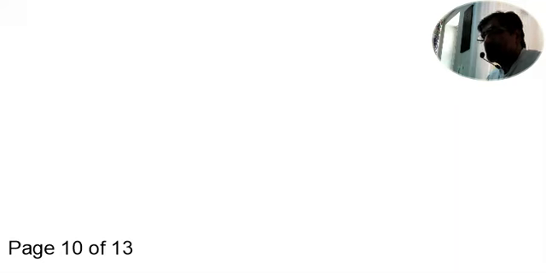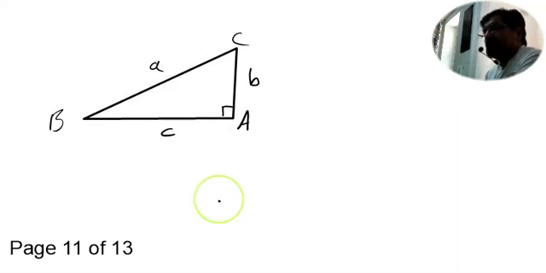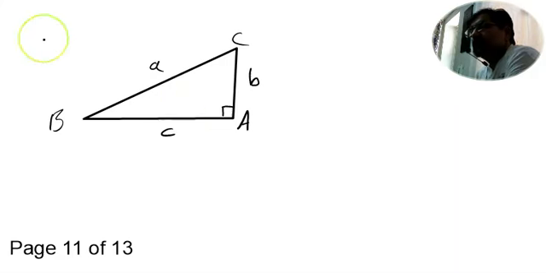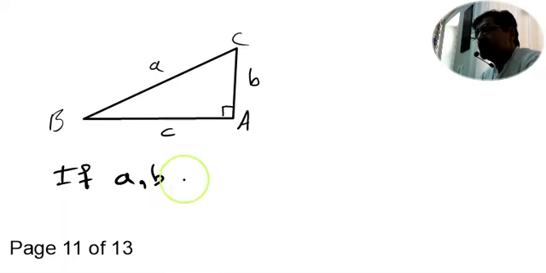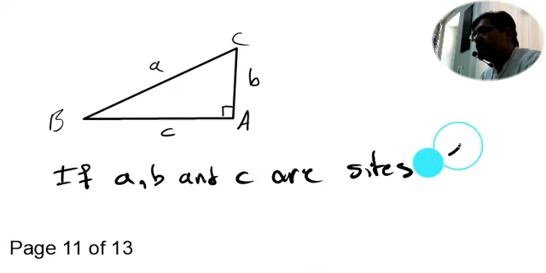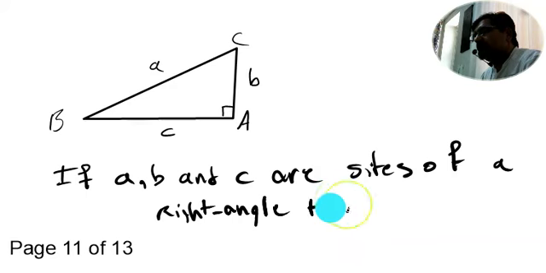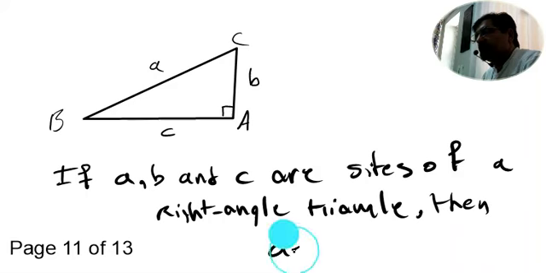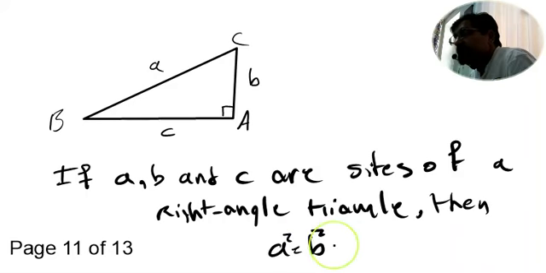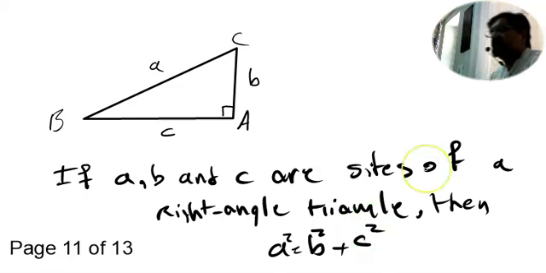Okay, so if A, B and C are sides of a right angle triangle, then A square is B square plus C square.